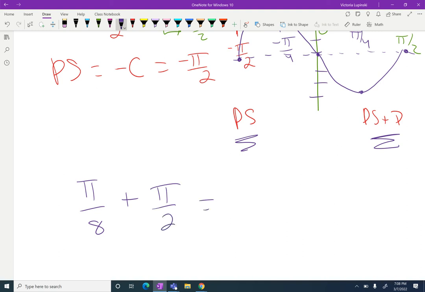Obviously, the way that you add those values is by using a common denominator, which would be 8. So this would be pi over 8 plus 4 pi over 8, which would be 5 pi over 8. So don't forget how to do your easy math, just your addition and subtraction of fractions.